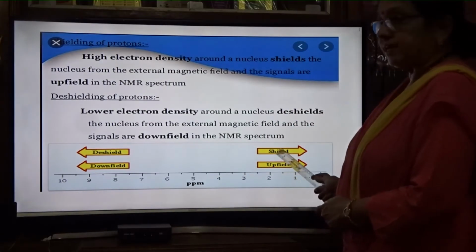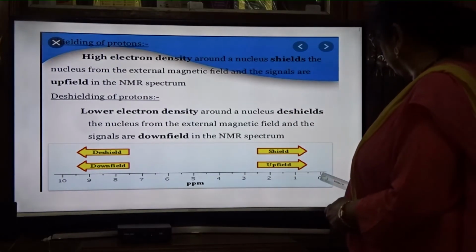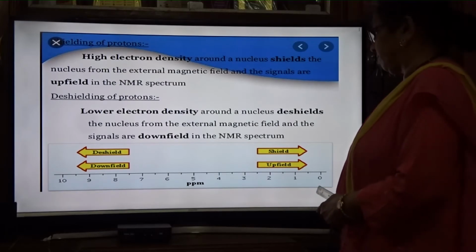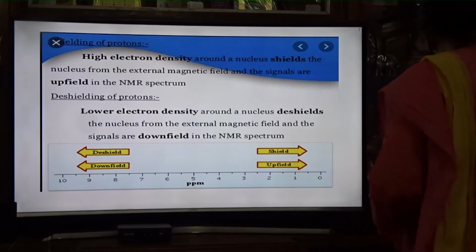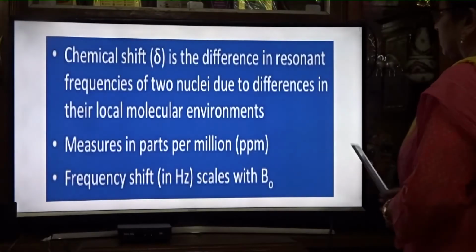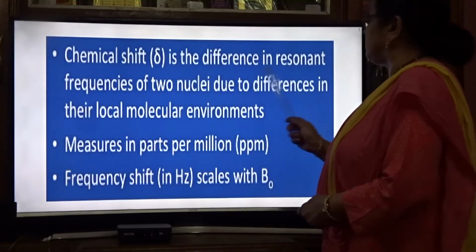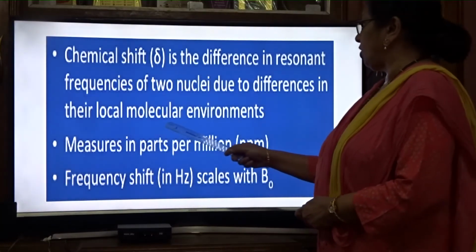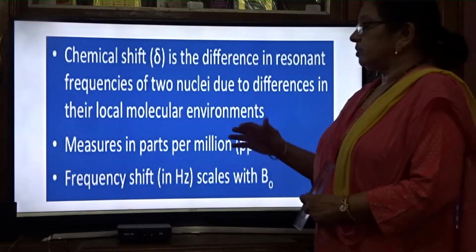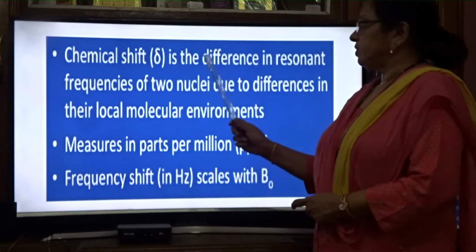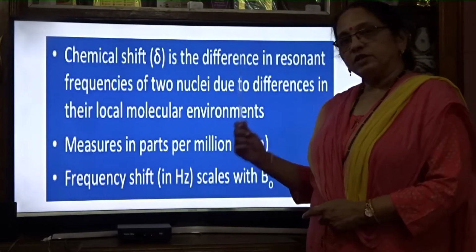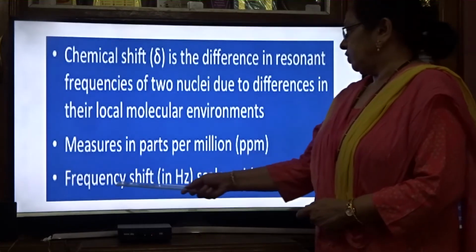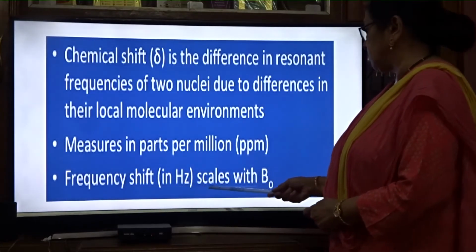If shielding is taking place, it is towards upfield, towards 0 delta or ppm. Delta and ppm are the same. Chemical shift is the difference in resonant frequency of two nuclei due to differences in the local molecular environment. So due to different local environments, the chemical shift is different. It is measured in parts per million, while frequency shift is on the Hertz scale.